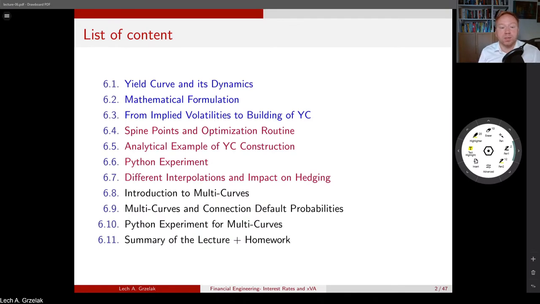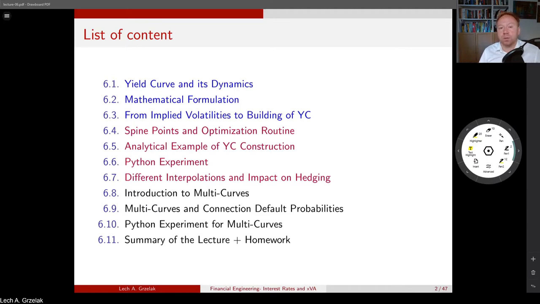So we start with the yield curve and its dynamics. This will be a little bit of economical explanation. What is a yield curve? How to interpret different shapes of yield curves, and how this is related to different economical status of our economy. Then we will go to the mathematical formulation.